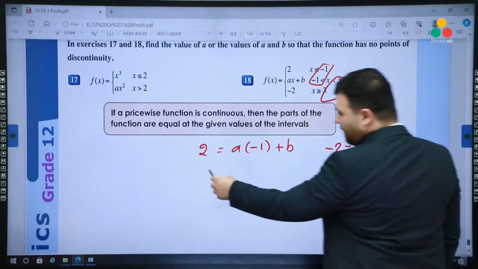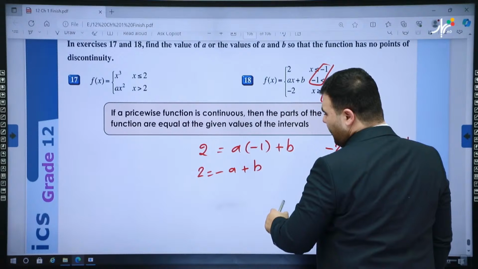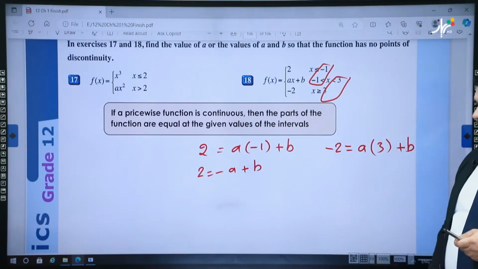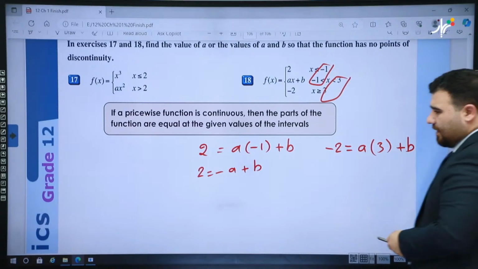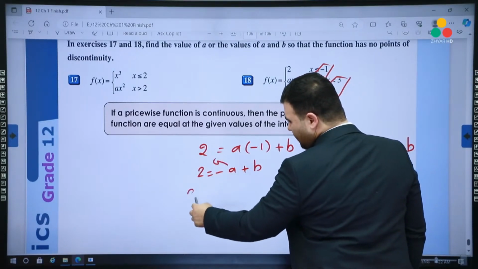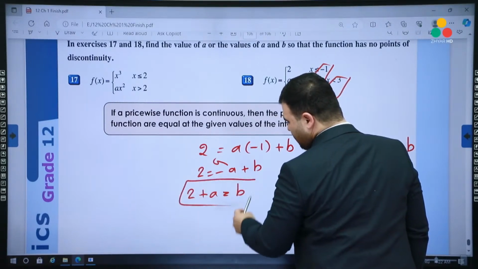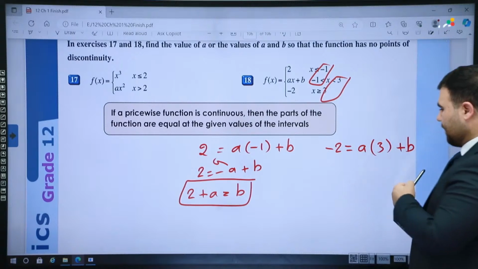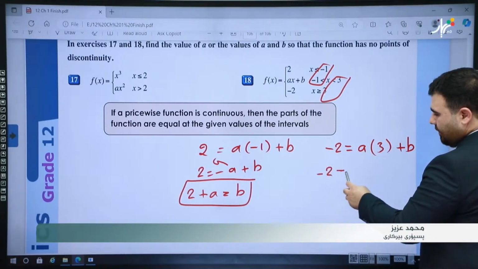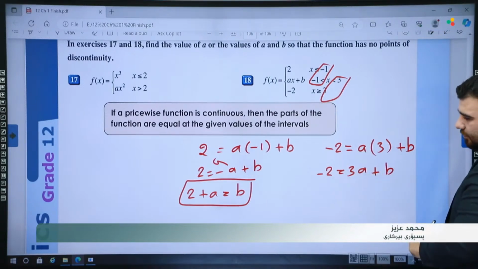Here if I simplify, 2 is equal to -A plus B. There is no difference if you write -A plus B equal to 2 or 2 is equal to -A plus B. There is no difference between them. Then here if I want to make B the subject, A goes to the other side. Then 2 plus A is equal to B. I will put this in the other equation. Before I do this, let's do this multiplication: -2 equal to 3A plus B. And instead of B, we have 2 plus A.